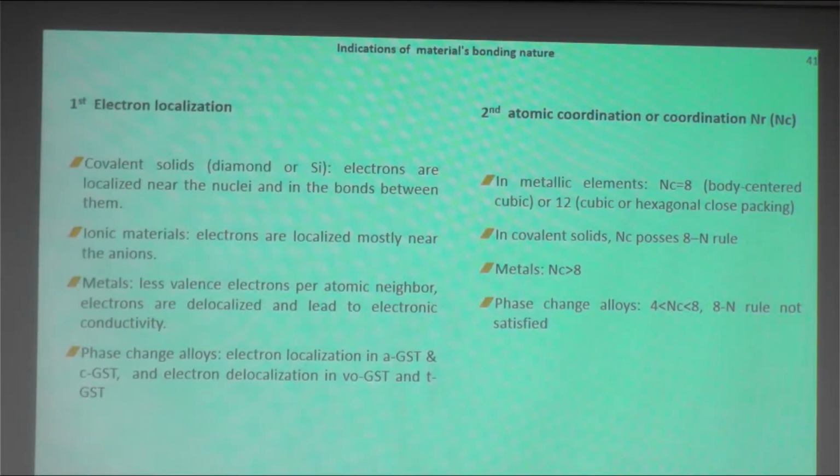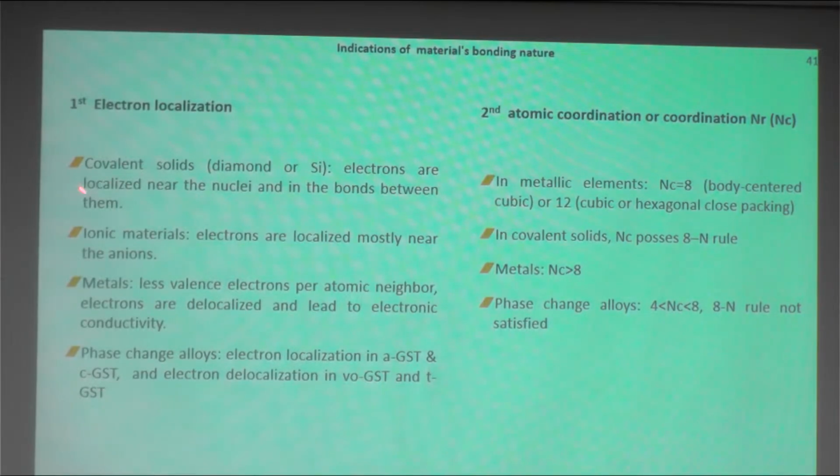So now let us look at some other identification of materials bonding nature. First, we will look at the electron localization. We know from yesterday some properties of phase change materials: on the phase transition the electrons become more delocalized. So in cubic localized, in trigonal phase delocalized, and it shows metallic conductivity. And so let us look at the covalently bonded material like diamond and silicon.